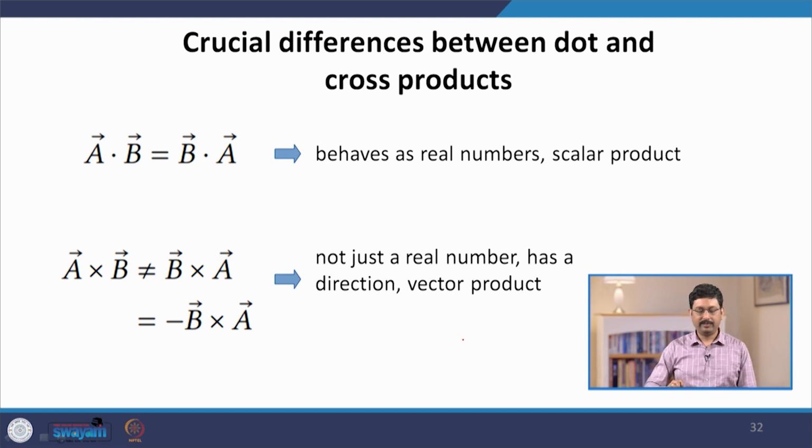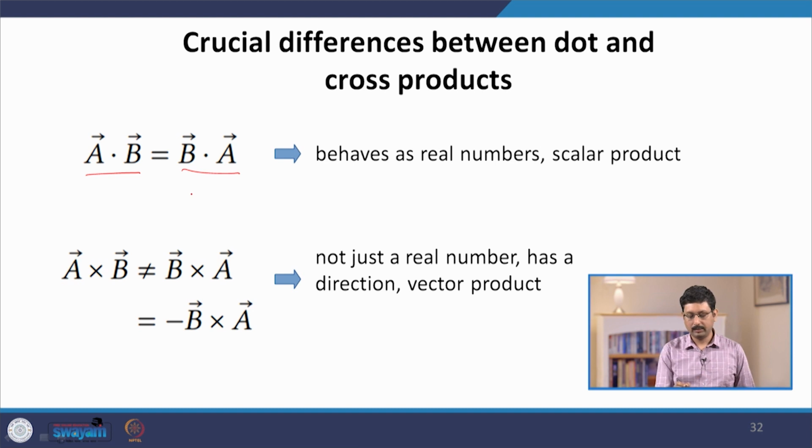So, the first difference is that A dot B is equal to B dot A. If you apply the formula that defines the dot product, you can easily verify that. Now if you apply the formula for the cross product, you will see that A cross B is not equal to B cross A. So, this is a crucial difference between a dot and a cross product.